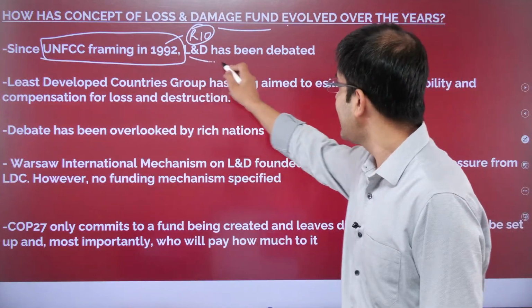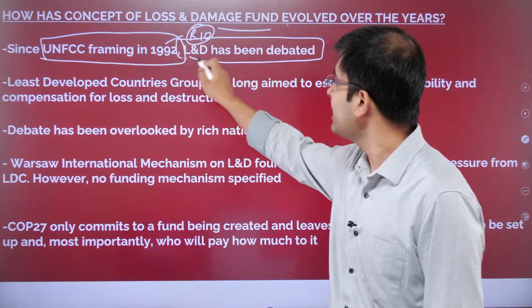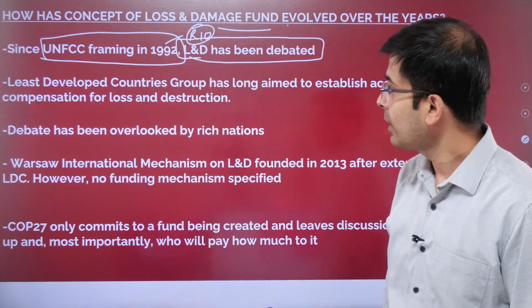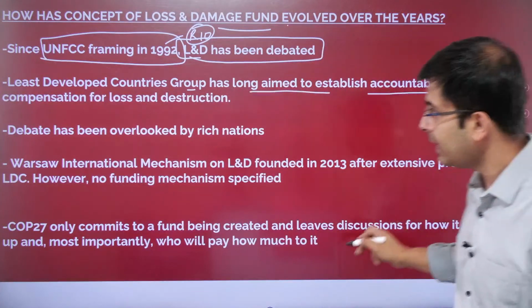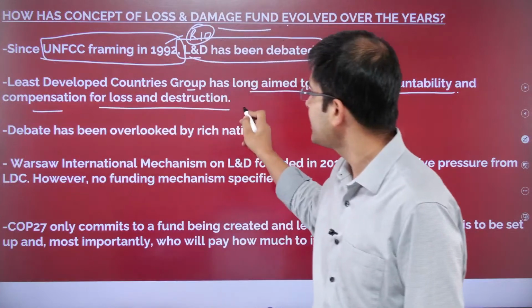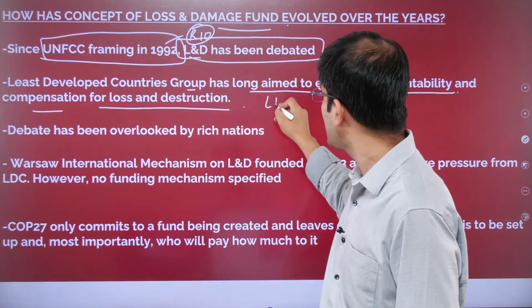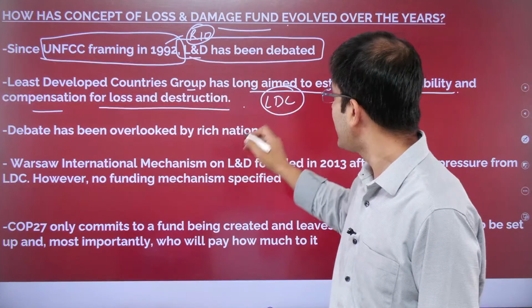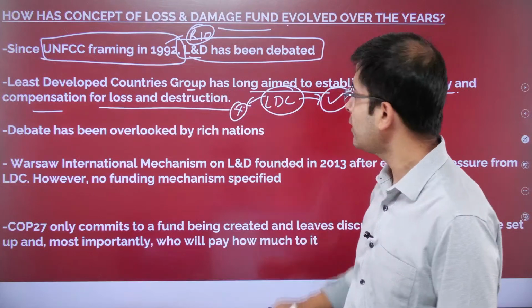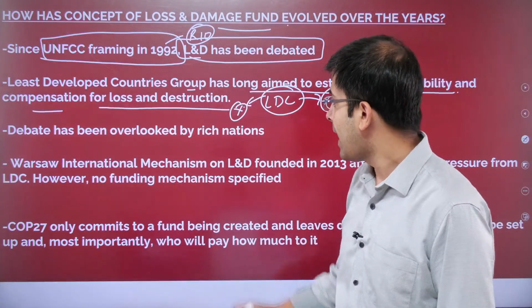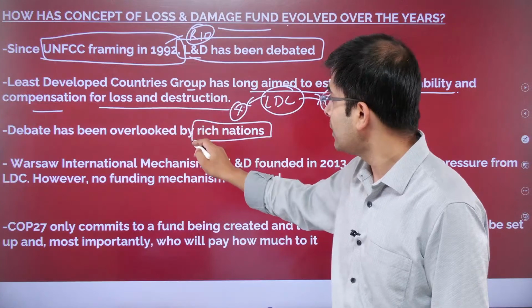So, since then you have had a good amount of debate happening on loss and damages. Okay, the least developed countries group has long aimed to establish accountability and compensation for loss and destruction. Obviously, the demand has to come from the LDCs because they have contributed next to nothing and yet they are having to face the most amount of climate change. And like you would expect, the so-called civilized nations have not really shown any sort of initiative or proactivity in this particular realm. None at all.